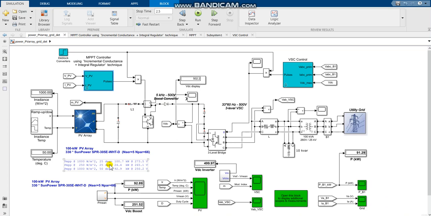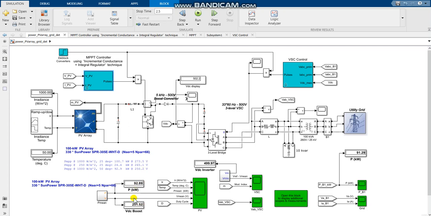We can see it here, but specs for our array at 1,000 watts per meter squared and 25 degrees, we're seeing around 100.7 kilowatts and 273 volts. However, as the temperature increases, there's a decrease in power down to 92.9, as well as a decrease in voltage to 250.2.